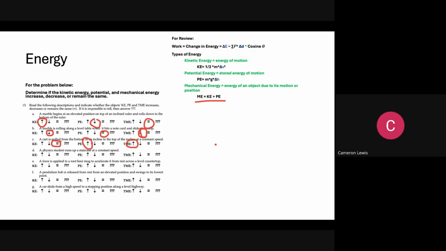The physics student runs up a staircase at a constant speed. So if the student runs up a staircase at a constant speed, what's happening with kinetic energy? It's staying the same. Why is it staying the same? Because of the constant speed. Now the student runs up the staircase. Why is the potential energy increasing? Because you're going up. So what does that mean for my overall system? Mechanical energy is increasing over time. Increasing over time. Good.